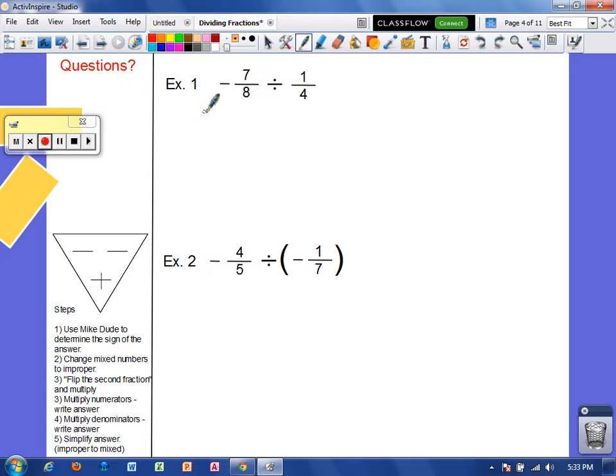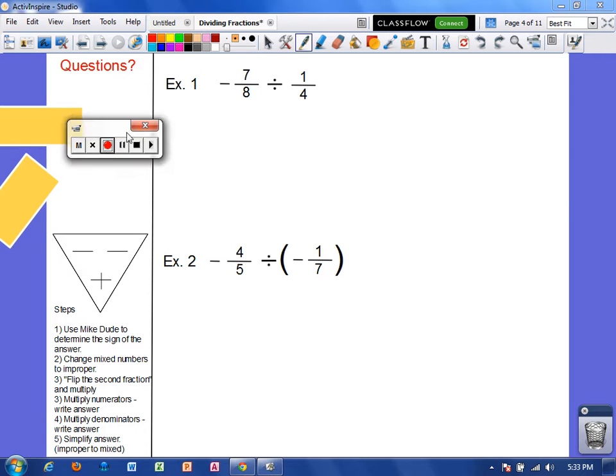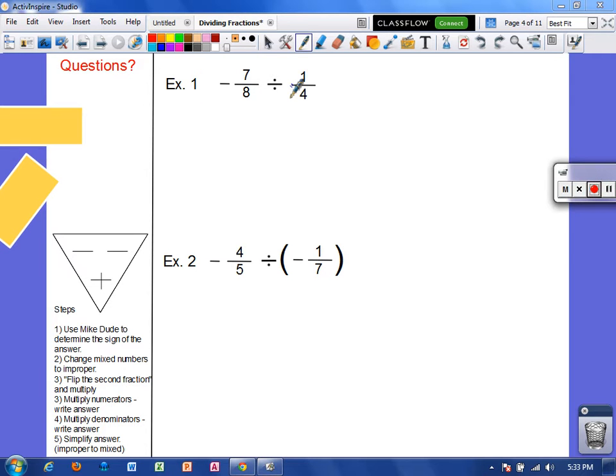Okay, example 1, we have negative 7/8 divided by 1/4, sorry. Negative 7/8 divided by 1/4. So first thing I want to do is use Mike-Do, so I can go ahead and determine the sign of the answer. So we have a negative and a positive, so I'm going to cover that up on Mike-Do, and we are left with a negative. So that means we're going to have a negative answer.